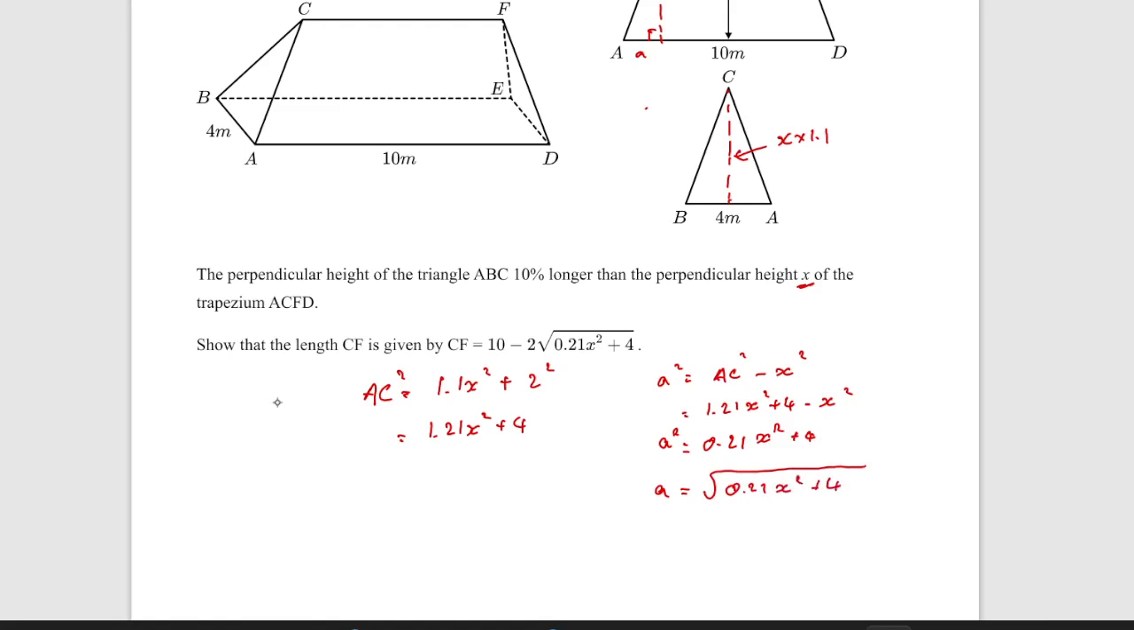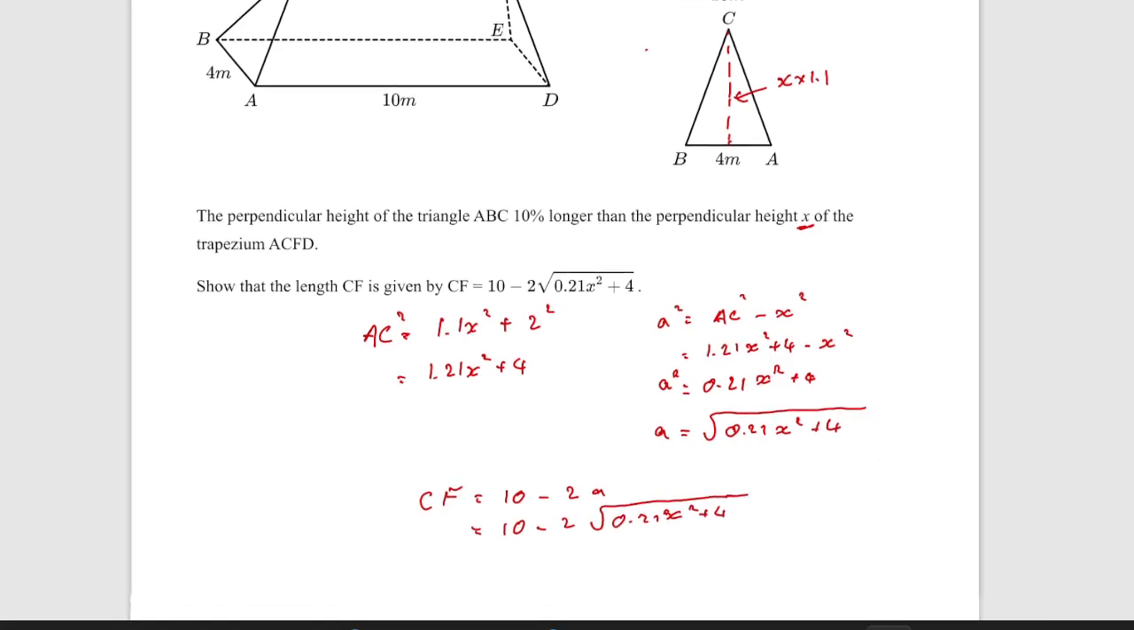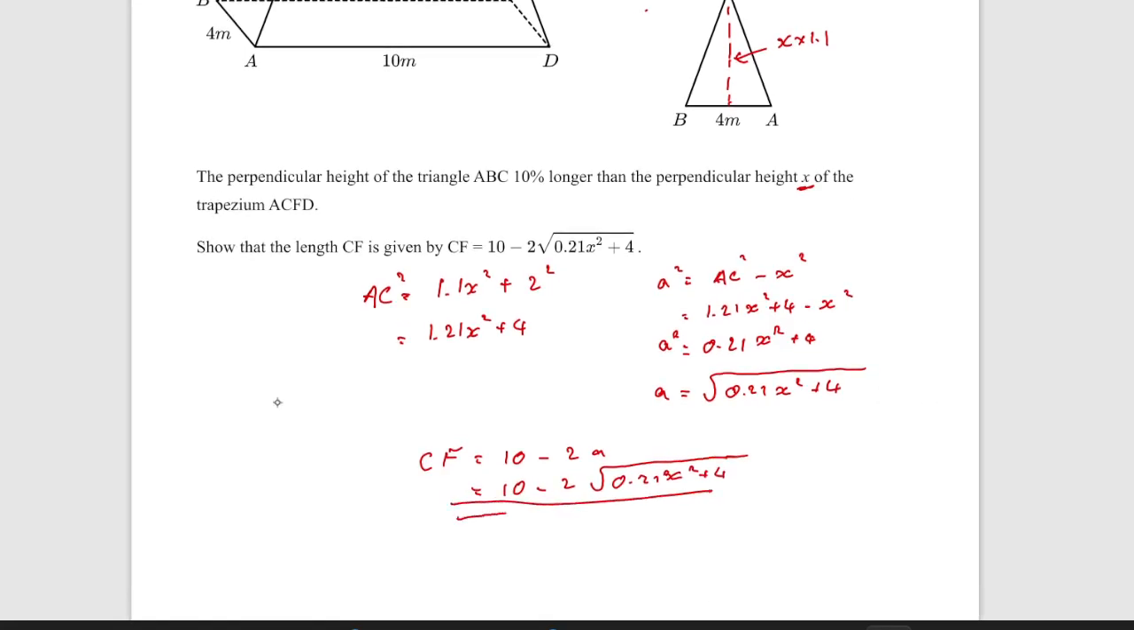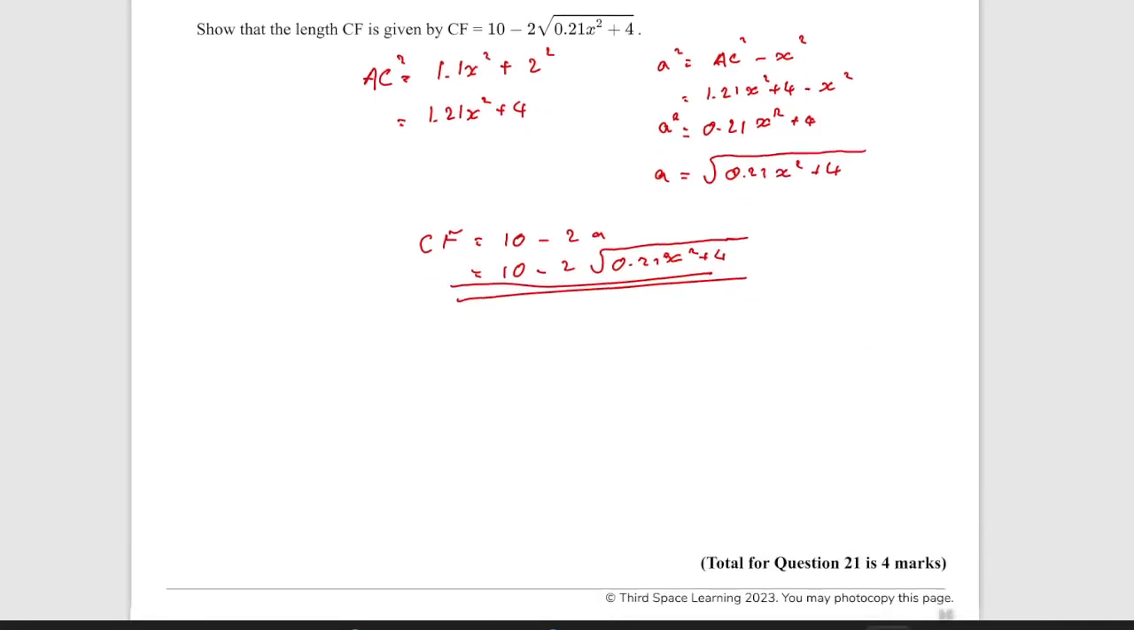So if I want to work out the length, I called it y, but let's go CF, that's going to be equal to the full length of the bottom, 10, minus 2 lots of a. So that's going to be equal to 10 minus 2 lots of the square root of 0.21 x squared plus 4, which is what we were asked to show. So that works out okay. There we go.